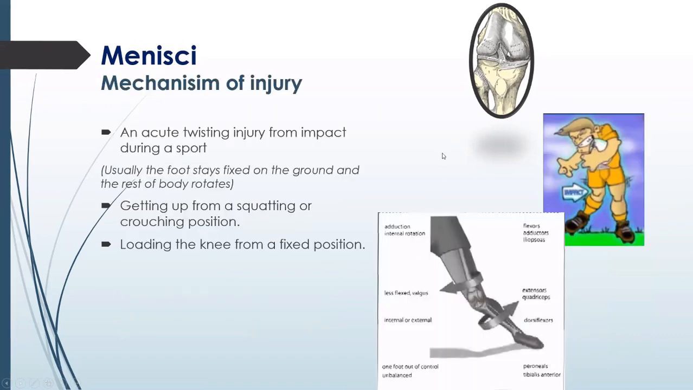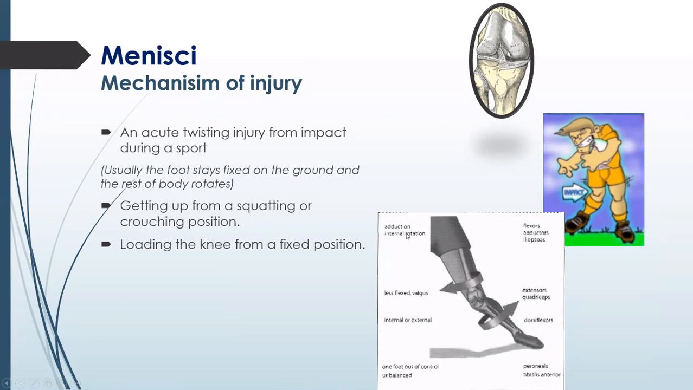Now, what is the mechanism of injury for menisci? Usually, it is an acute twisting injury from impact during a sport. Usually, the foot stays fixed on the ground and the rest of the body rotates. It can also happen when getting up from a squatting or crouching position, loading the knee from a fixed position.